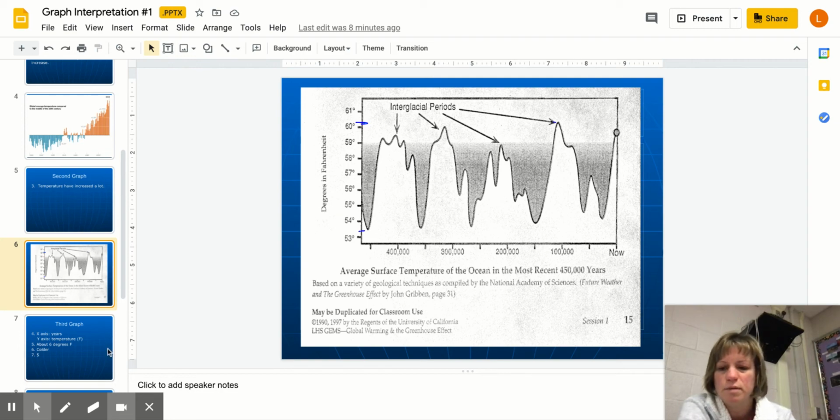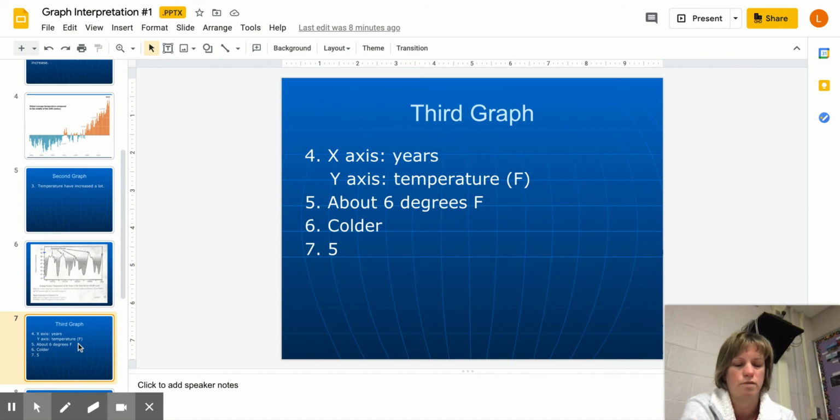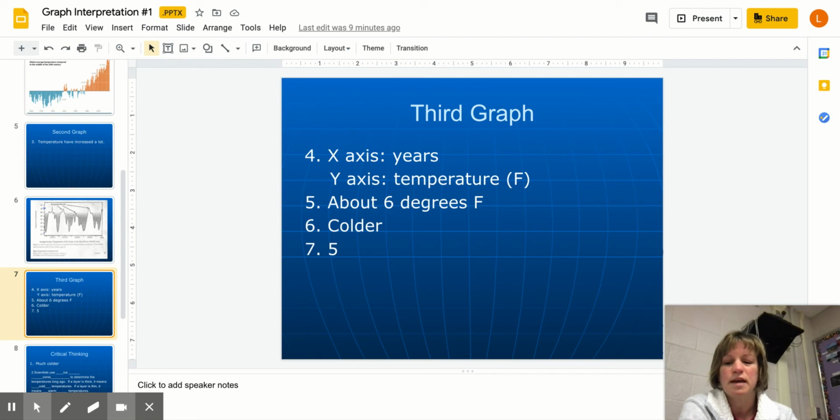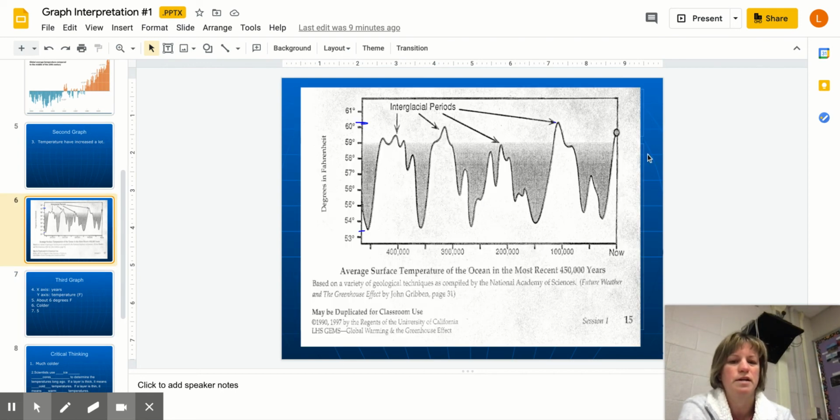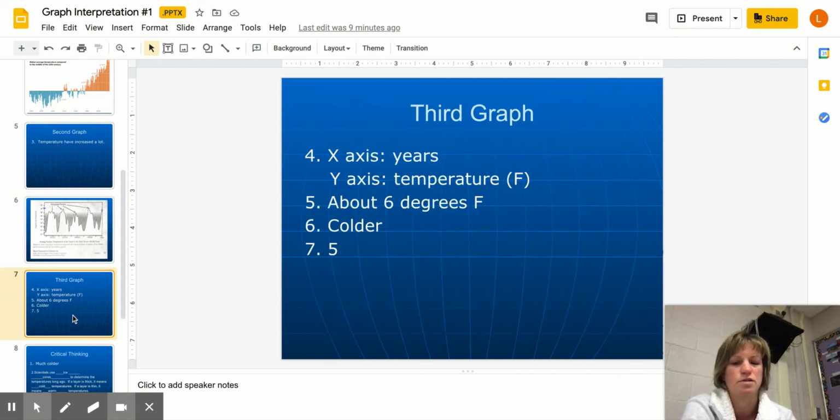Now, the question number 5, or excuse me, I misspoke. Question number 6 here is, in general, has it been warmer or colder than now? And in general, you should have said it's been colder for question 6, but there have been slightly warmer times. And then the final question there asks you how many interglacial periods over the last 450,000 years, including today. So that's like those higher temperature points when there were less glaciers on our planet. 1, 2, 3, 4, 5 is the right answer there.